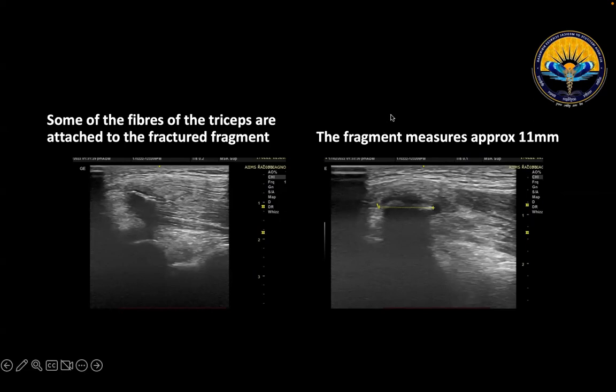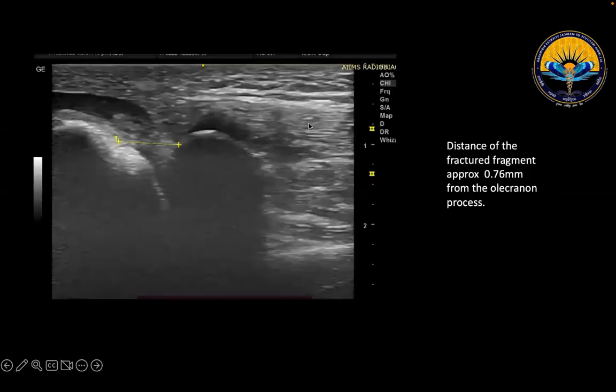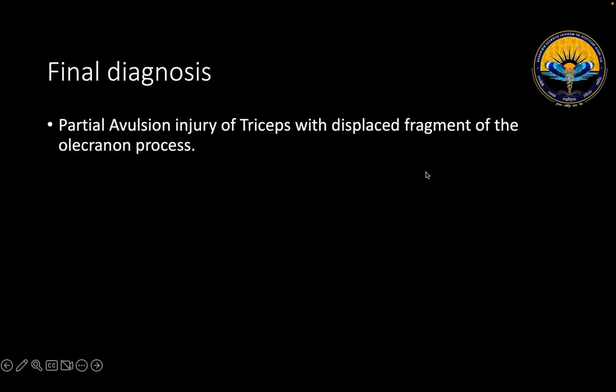All the other pertinent points pertaining to the fractured fragment, like the measurement of the fractured fragment, as well as the distance of the fractured fragment from the original bone, were given in our report. So the final diagnosis that was kept was partial avulsion injury of the triceps tendon with displaced fragment of the olecranon process.